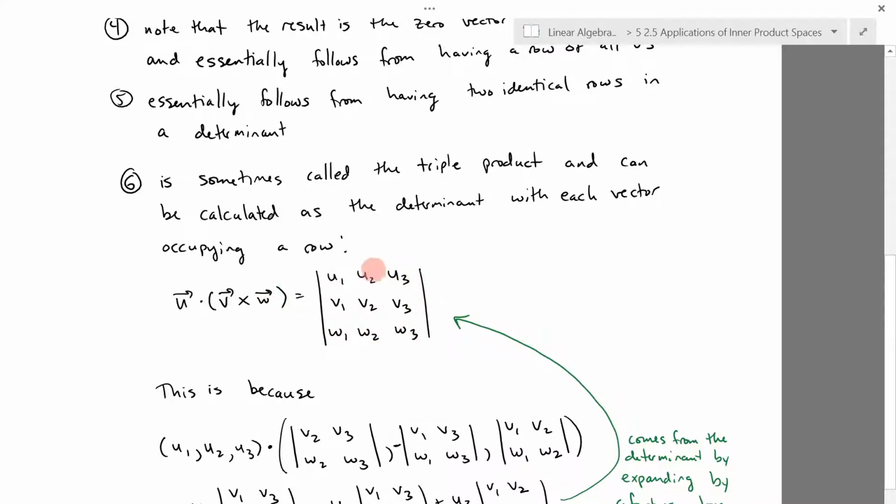So now, by setting up the determinant this way, every single entry of the determinant is a number, right? So the result of this determinant is a number or a scalar.